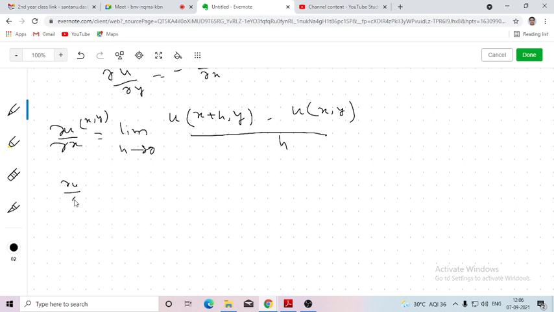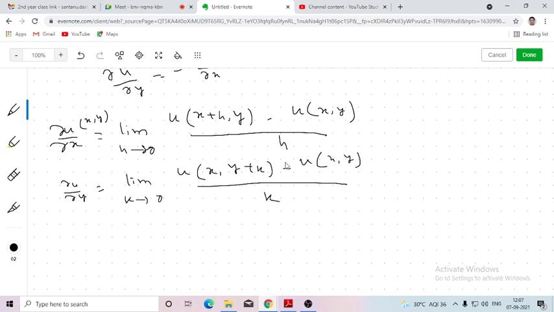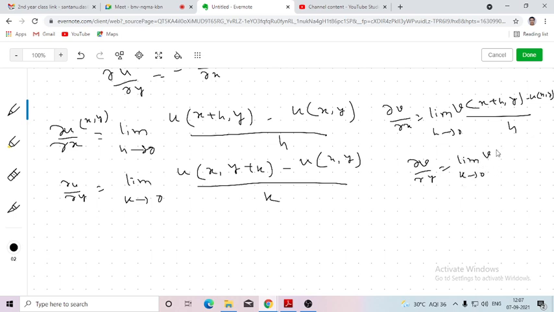Similarly, del u del y will be the limit k tends to 0. I don't know whether you have studied this in first semester or not, because I didn't take class in first semester. Multivariable calculus. u(x, y plus k) minus u(x, y) by k. So can you remember these definitions for partial derivative? Like the first principle. Can you remember this or not? Yes, sir. Similarly, del v del x will be the limit h tends to 0 for the variable v. x will be changed from x to x plus h. This one. So similarly, by using the definition here, we need to find the partial derivative.